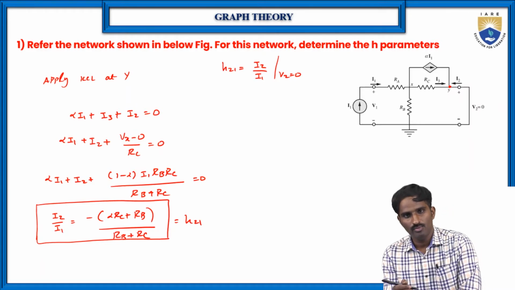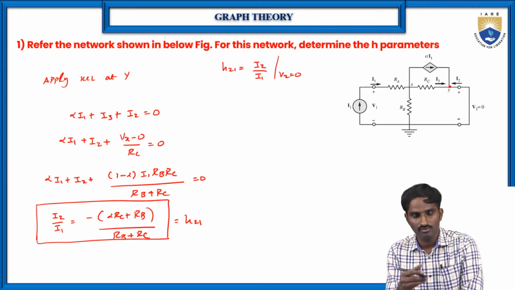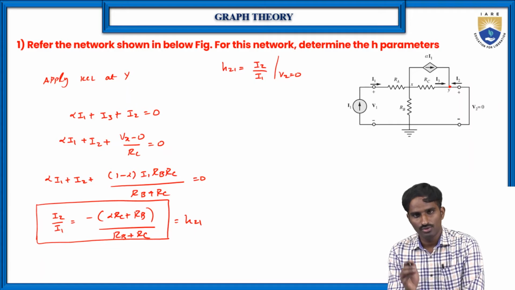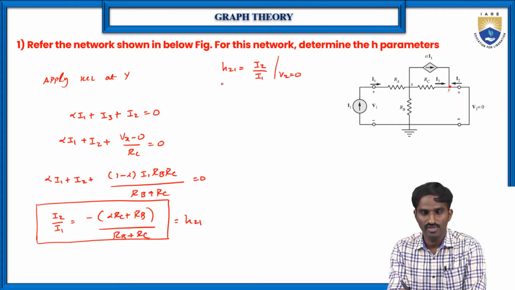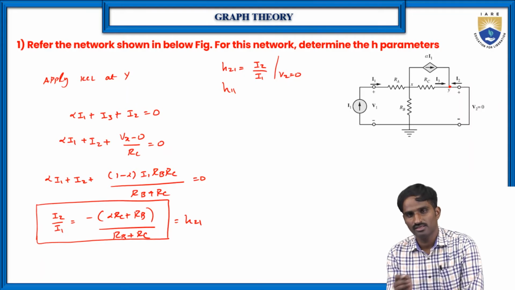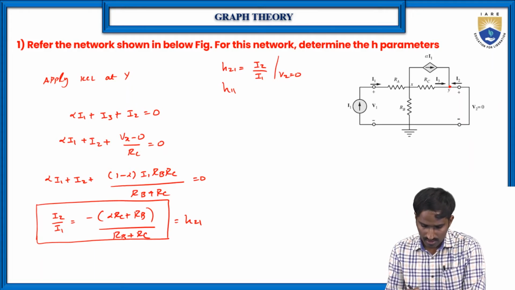The only important thing here is we should know what are the two parameters that we can find by making the output terminal a short circuit. Those two parameters are H21 and H11. These two parameters we can find by making the output terminals a short circuit, which means the output voltage is equal to 0, right?